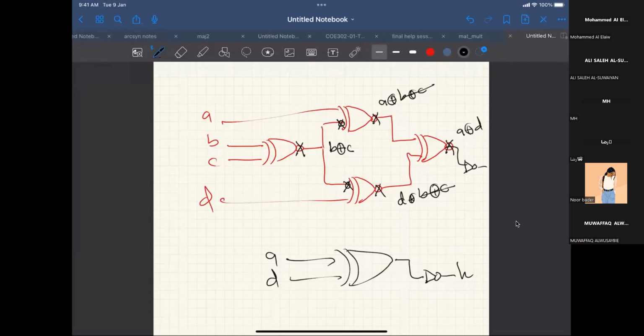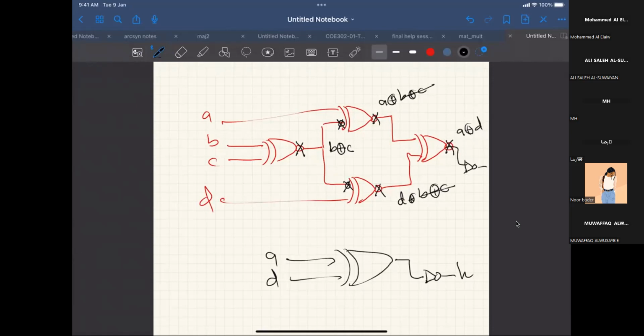I have a question here that says the canonical form and the standard form are unique for each function. True or false? For canonical form, okay, it is unique.